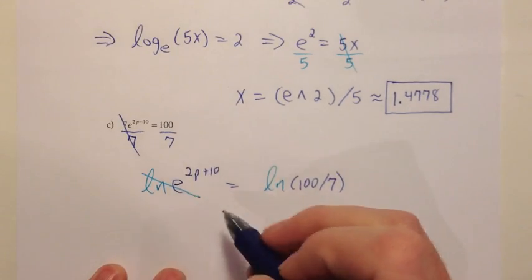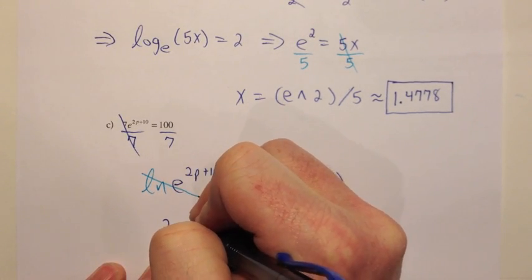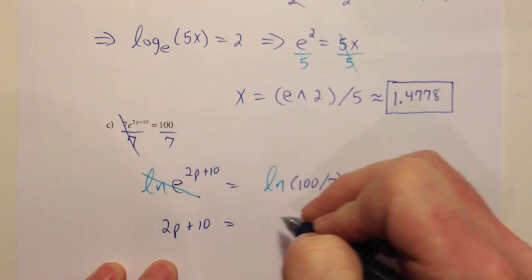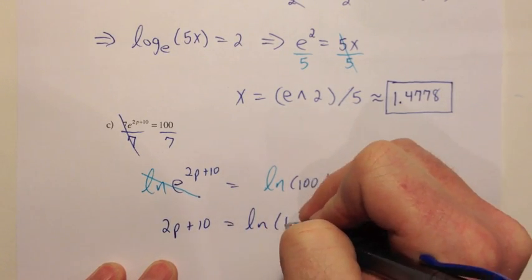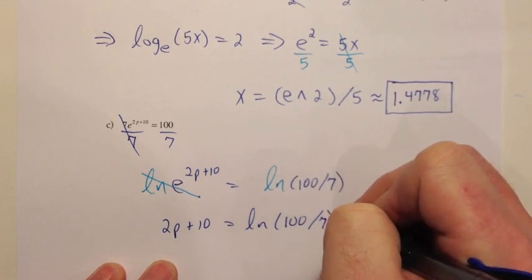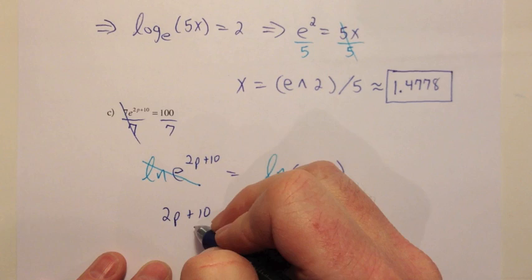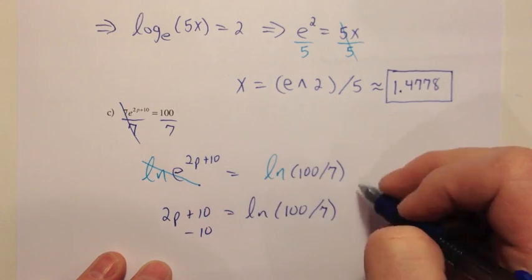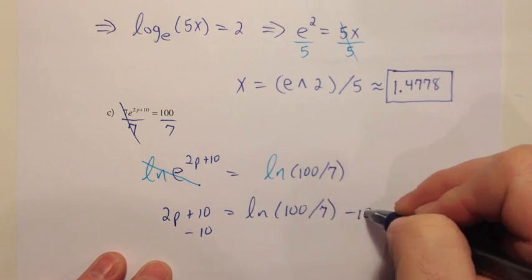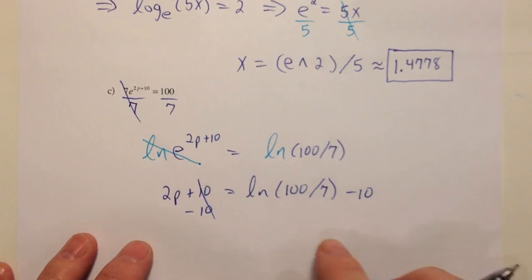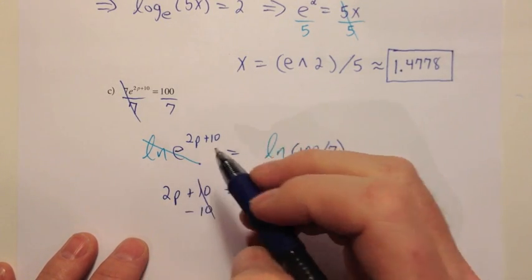And that would just leave the exponent, which would be 2p plus 10 equals the natural log of 100 over 7. And then I just need to try and get this variable p isolated, so I need to get rid of the 2 and the 10. Get rid of the 10 by subtracting 10 from both sides. I'll just write that right there. And then get rid of the 2 by dividing both sides by 2.